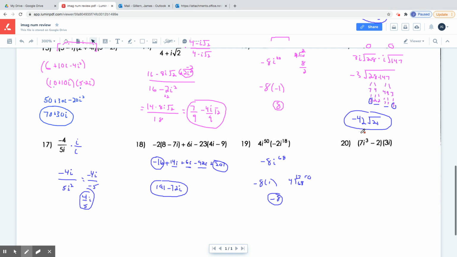All right, last one. I have to switch colors up one more time. Let's distribute. I get 21 i to the 4th minus 6i. Well, i to the 4th is just 1, right? So it's 21 times 1 minus 6i. 21 times 1 is just 21. And we get the negative 6i. And there is our answer.